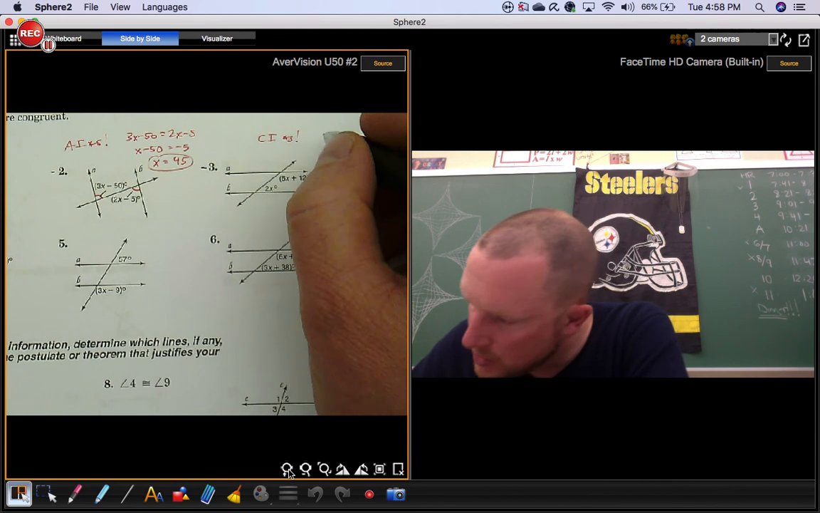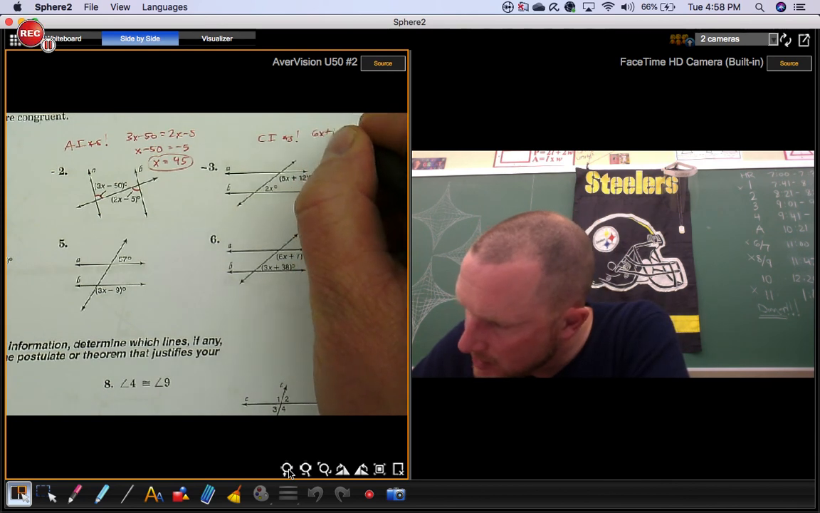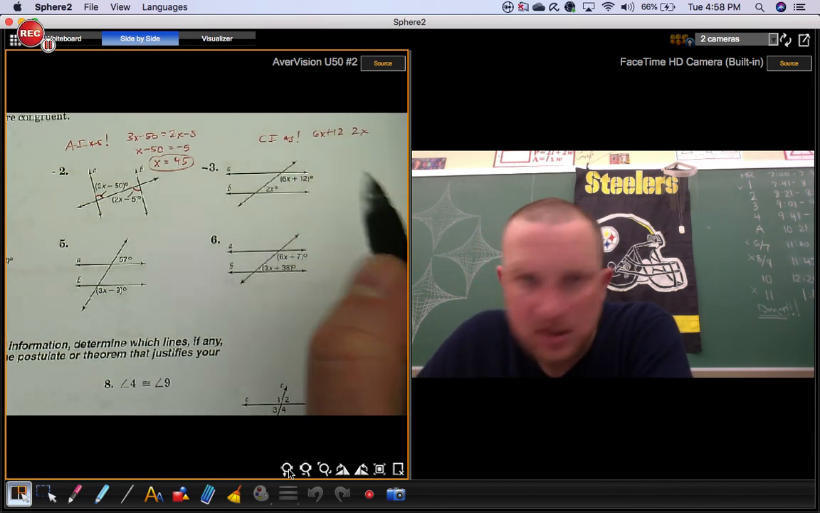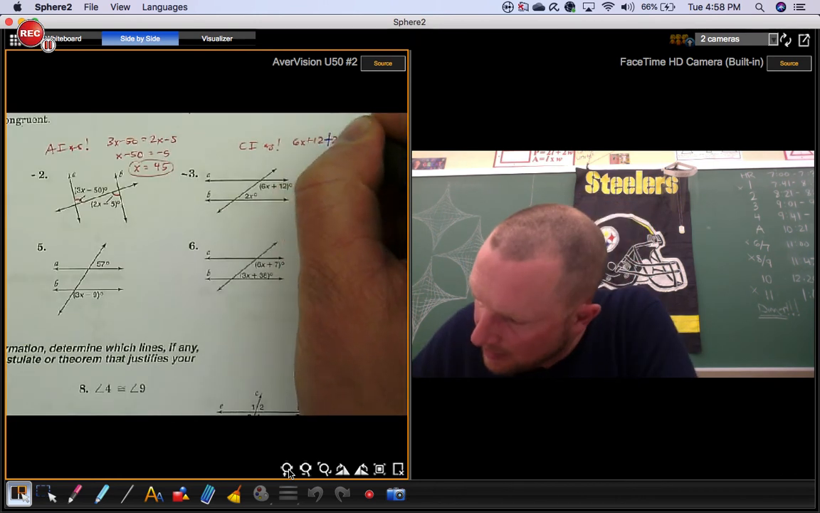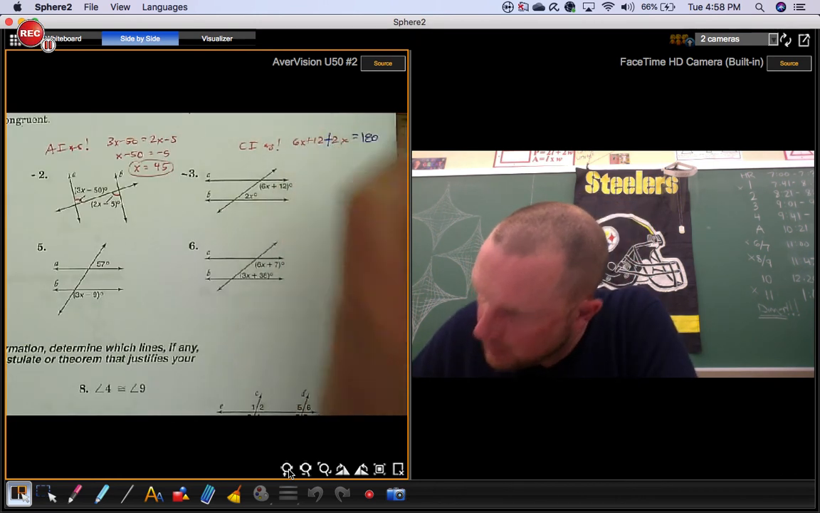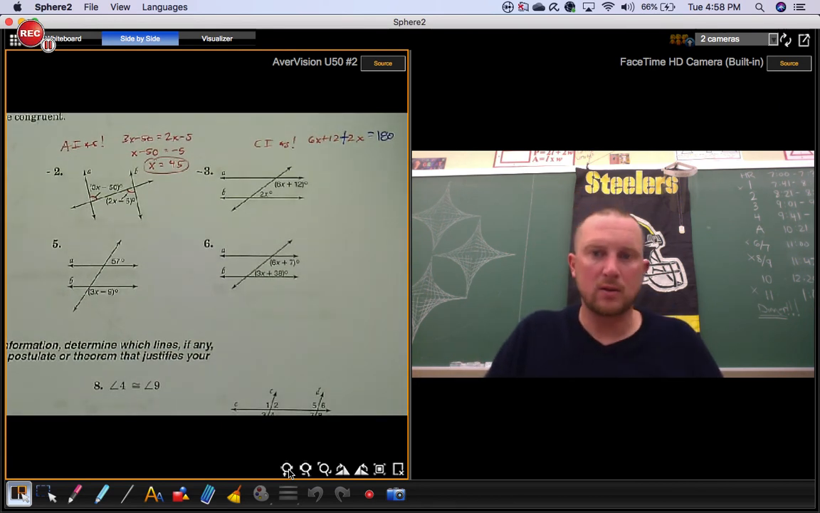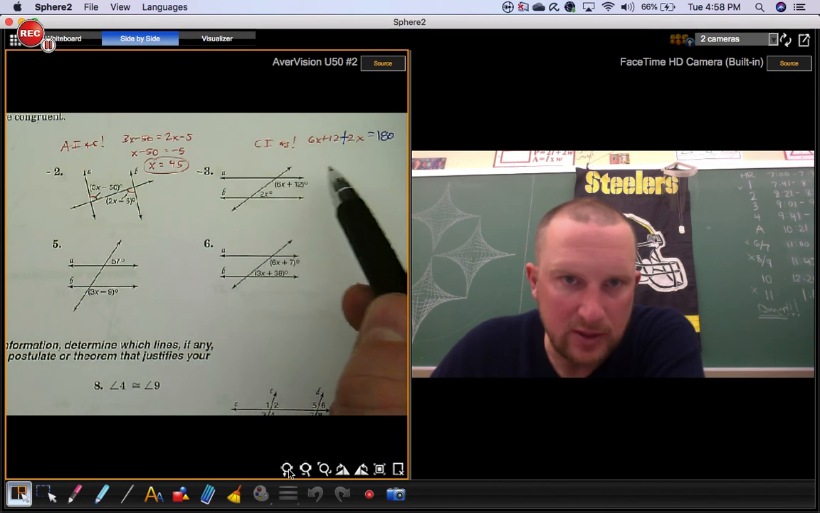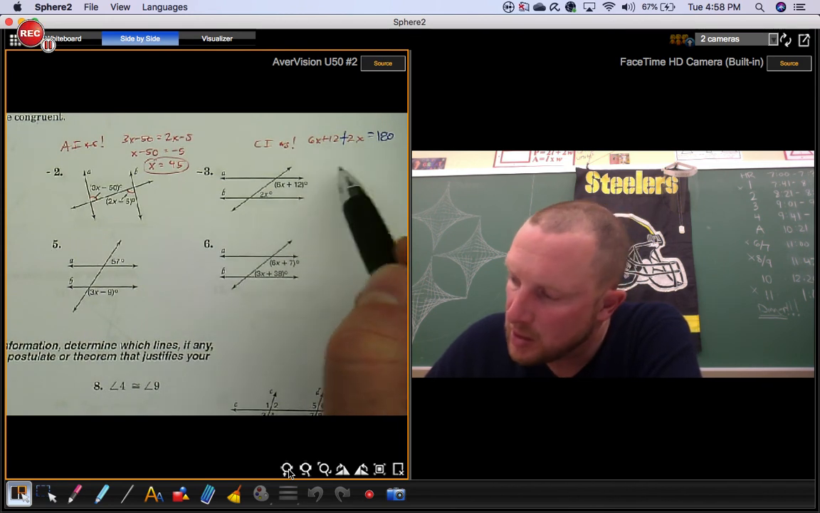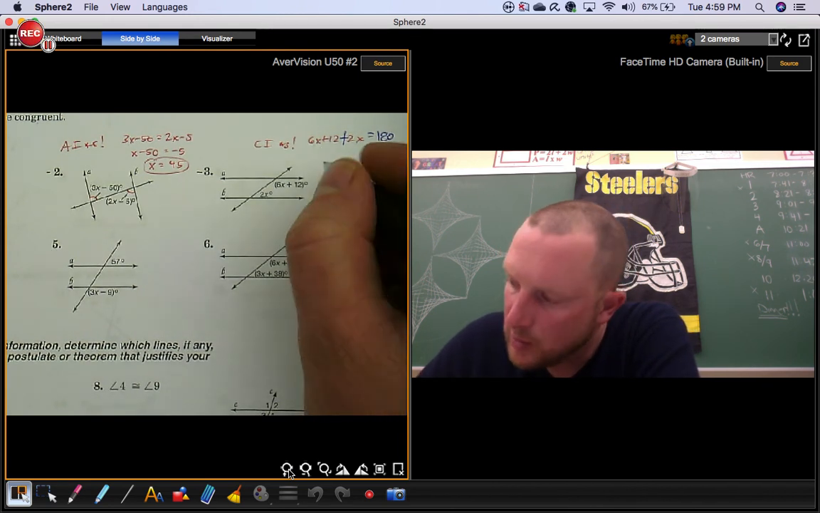So this is where algebra is really important. 6x plus 12 and 2x. They're not equal. You need to add them. And together they add up to 180. That's where your equation is different. That's why I wanted to make sure we did this one. Combine your like terms on the left. You have a 6x and a 2x.